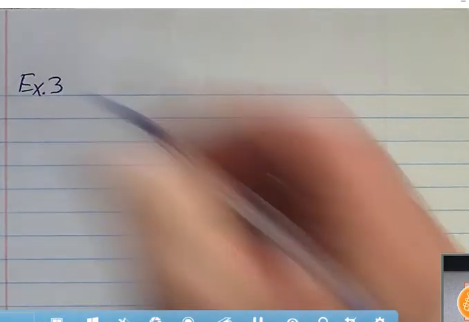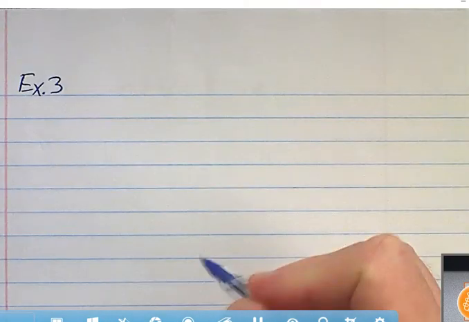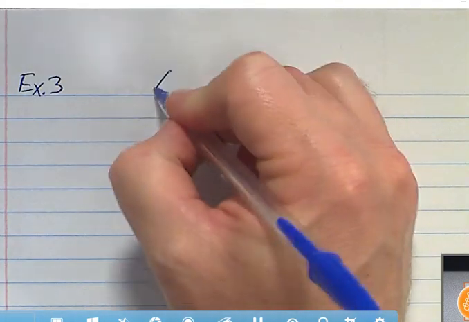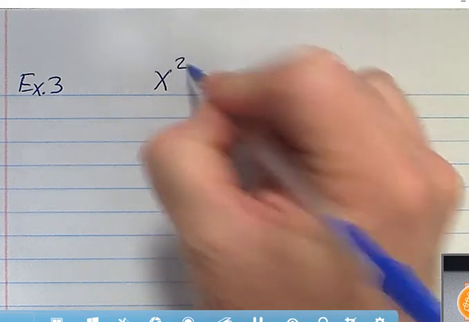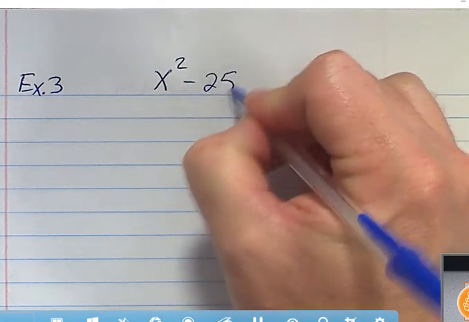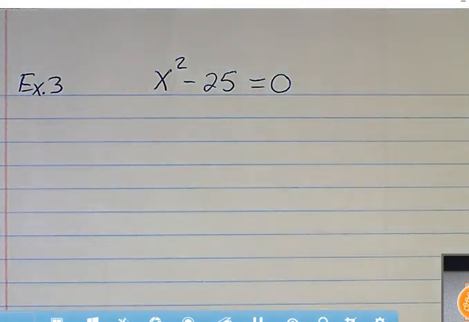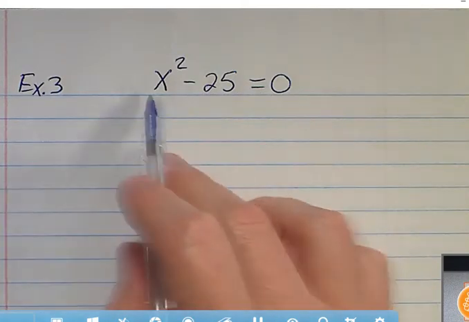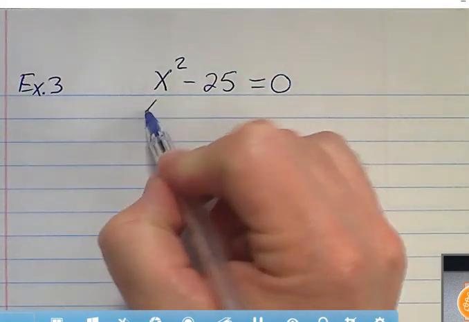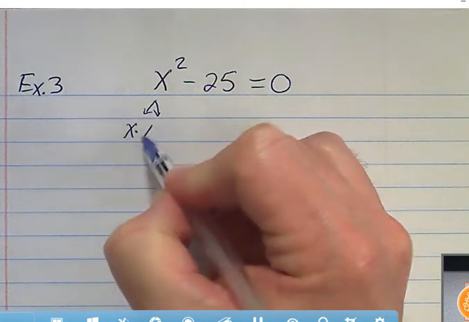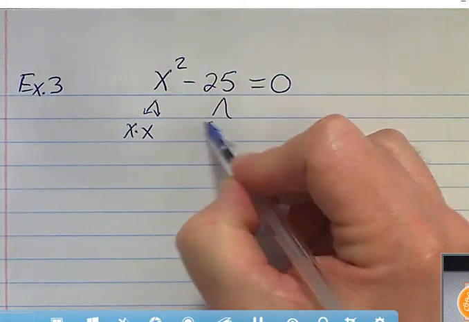All right, so example 3. So you've got x squared minus 25 equals 0. Okay, and again, this kind of goes into that special cases part we had. If you've got x squared minus 25, you've only got the two terms. And again, x squared would be x times x. 25, you can write that as 5 times 5.